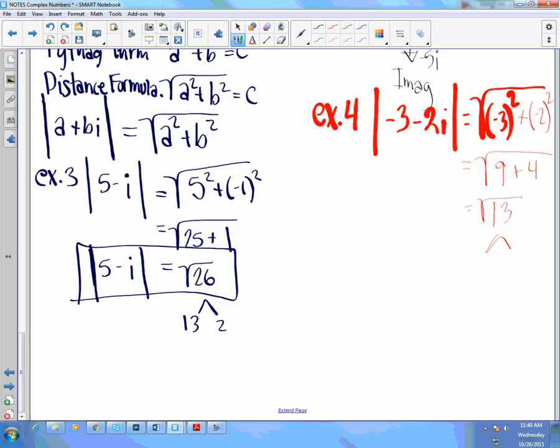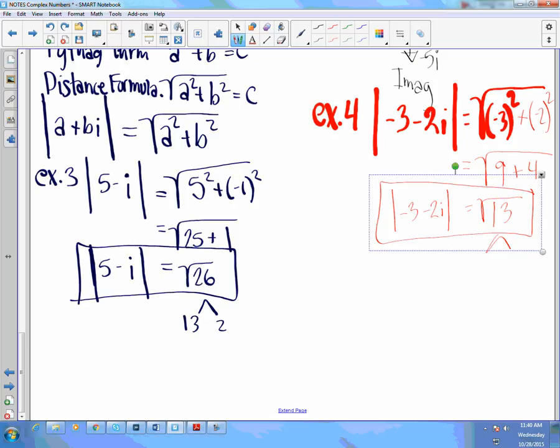Well, let's check this. Two numbers that multiply to 13 to help us break it down: 1 and 13. Anything else? No. It's prime, so we can't break it down. So that's our answer. The absolute value of -3 minus 2i is the square root of 13.